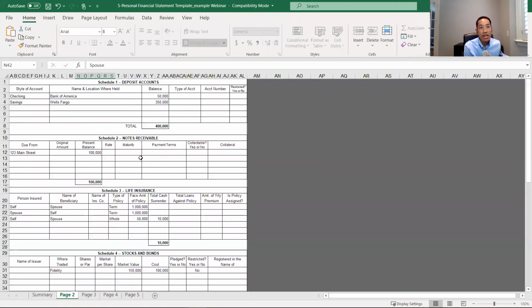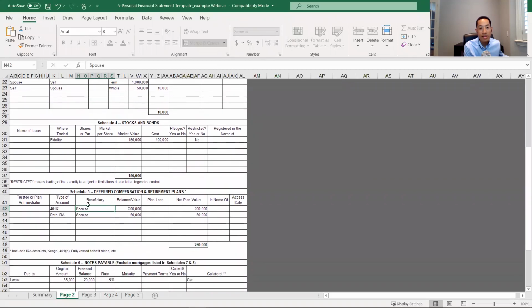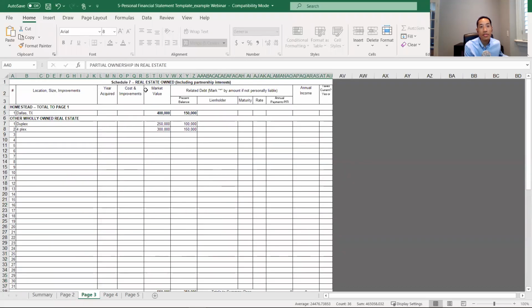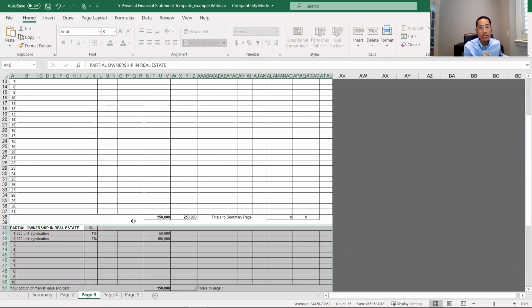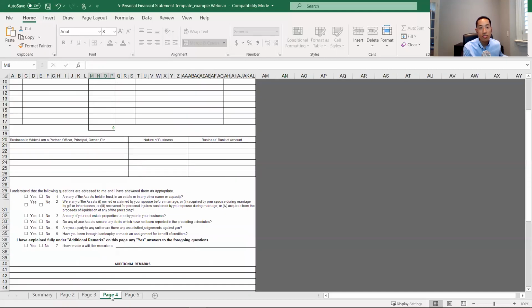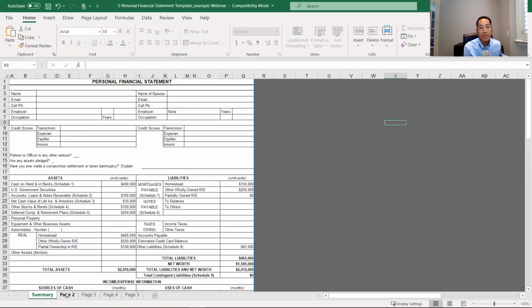Schedule 1 is your deposit account, Schedule 2 notes receivable, Schedule 3 life insurance, Schedule 4 stocks and bonds, Schedule 5 your retirement, Schedule 6 notes payable. And you flip over to page 3. This is your real estate owned category, and we'll go through this in more detail, and then your partial ownership in real estate. This could be maybe a limited partnership interest, things that you don't own 100%. And then pages 4 and 5 are just your yes/no questions that we're not going to really get into. So the main pages are the summary, page 2 and page 3.